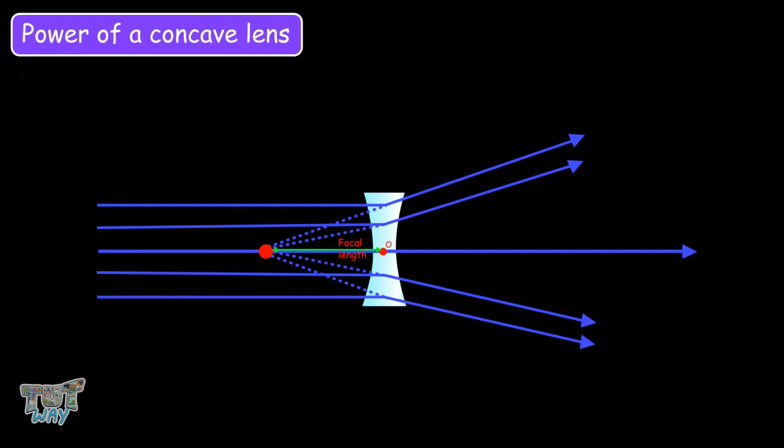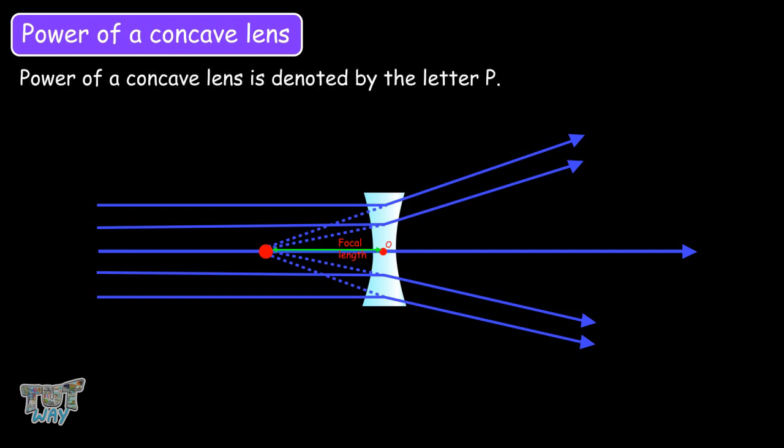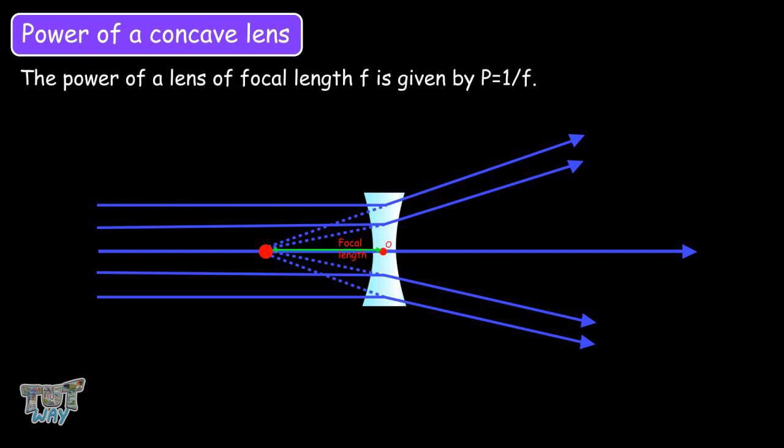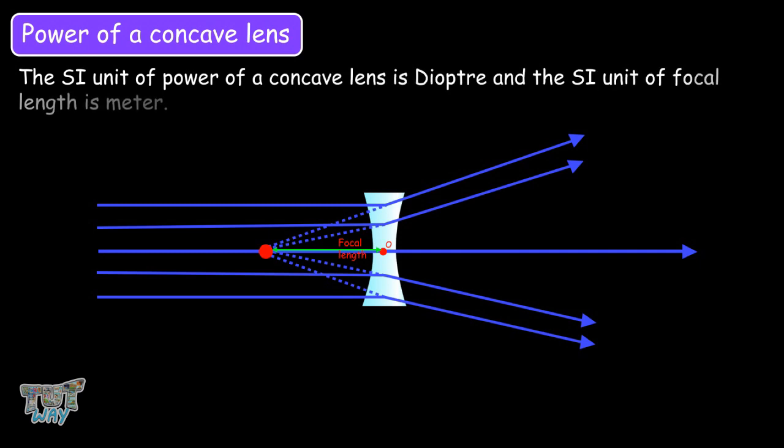The power of a lens is denoted by the letter P. The power of a lens of focal length F is given by P equals 1 over F. The SI unit of power of a lens is dioptre, and the SI unit of focal length is meter. So friends, we have learned a lot about the concave lens.